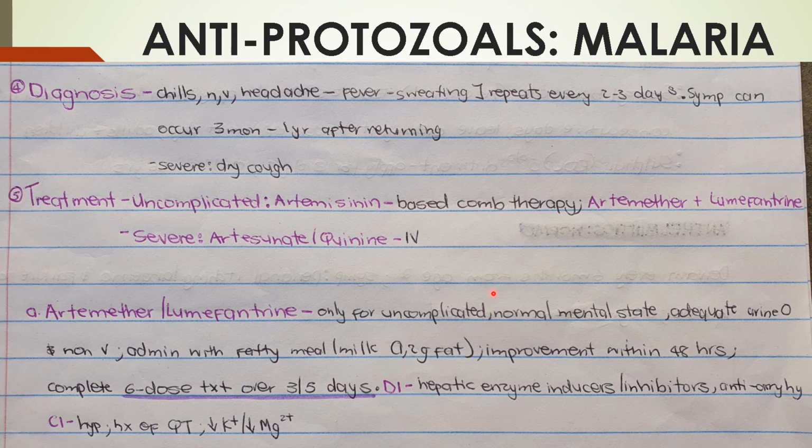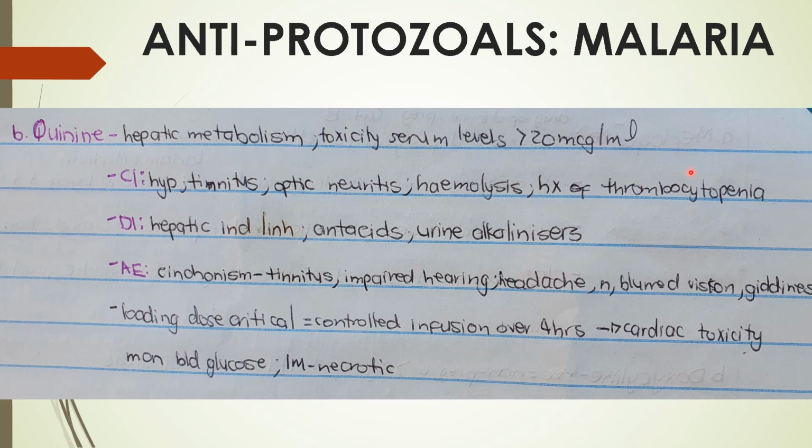But drug interactions include hepatic enzyme inducers, so any medication that has anything to do with or affects your liver, you must watch out for these drug interactions because they can lead to liver failure. And then any drugs that have to do with your heart, so your antiarrhythmic medication, you need to watch out for drug interactions because they can cause issues. So contraindications: if you are hypertensive, you've got a history of QT prolongation, or you've got low levels of potassium and magnesium, you need to not give it to these patients.